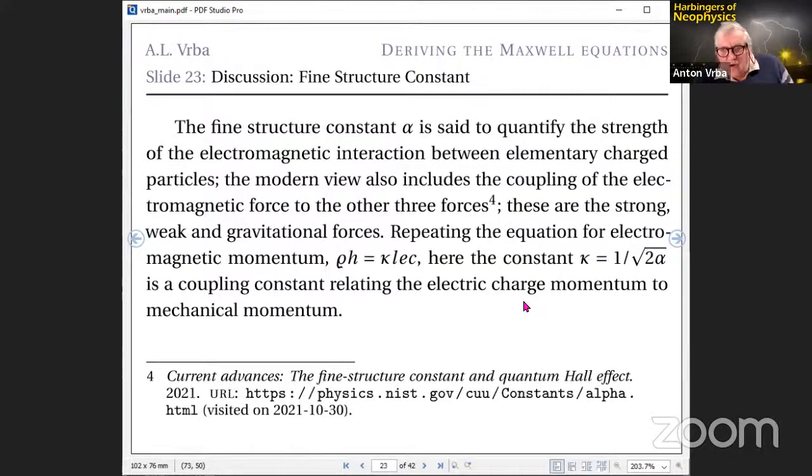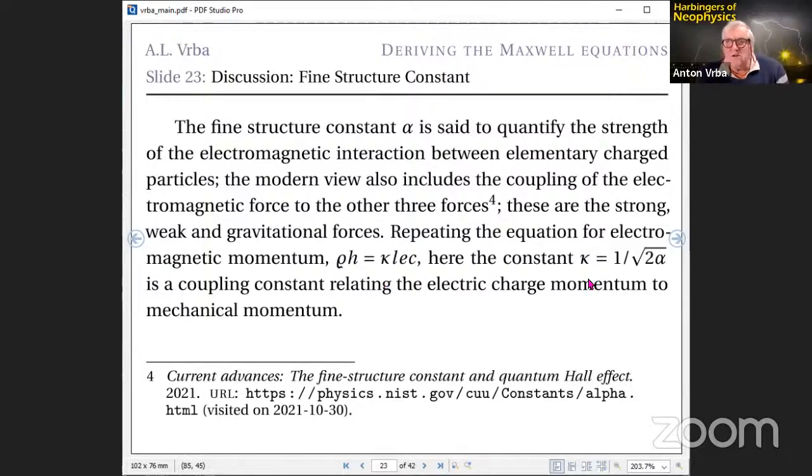So if we now look at the fine structure constant, if we read the website of NIST, the modern view also includes that it's a coupling of the electromagnetic force to the other three forces, being gravity, the small force or the weak force, and the strong force. But if I bring out here, I now have kappa equals 1 over 2 alpha.